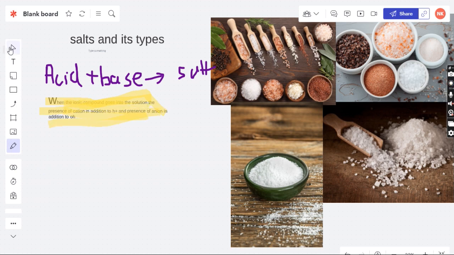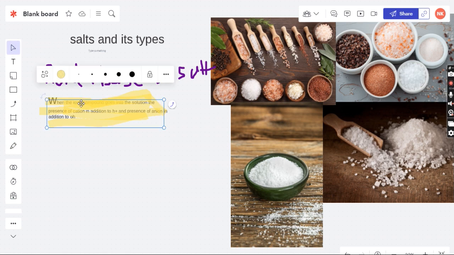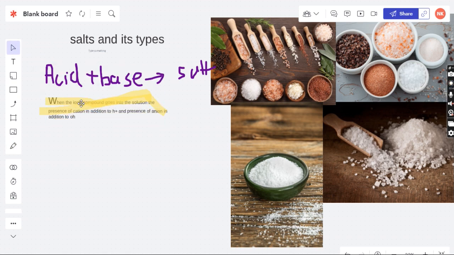Oh my god. Okay, let's just see it. Let's highlight. This is so dark. Let's take another color for the highlighting purpose.